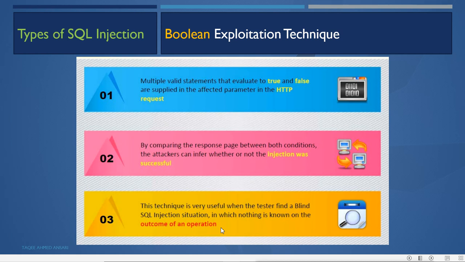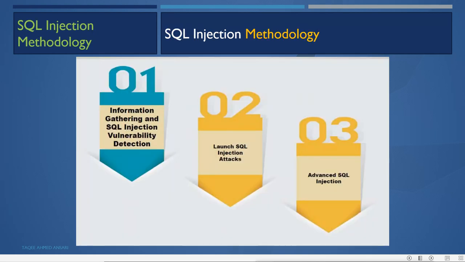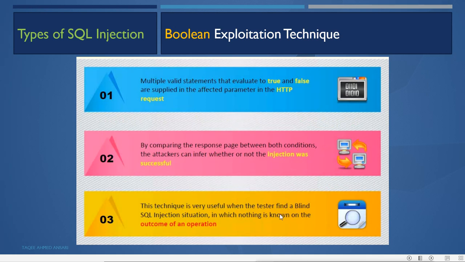So it will send multiple queries which will run true or false, like 1 is equal to 1 true, 1 is equal to 2 false. It will compare the response page between both conditions. The attacker can infer whether or not the injection was successful. So it will check the responses from both queries. It is making the booleans on and off, basically. It is called the Boolean exploitation technique. And these are the different types of SQL injection attacks we have.